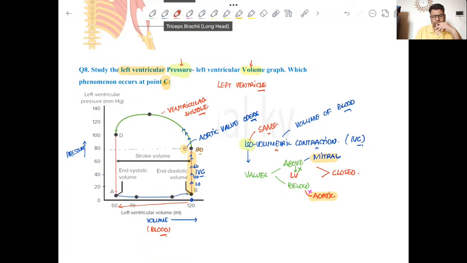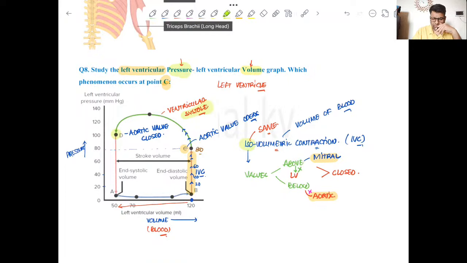Now when the blood has been pushed into the aorta, obviously the pressure in the aorta will be high and the pressure in the ventricle will be less. So what will happen? The aortic valve will close. So here this is aortic valve closed. Now the mitral valve is already closed. The aortic valve has now closed. So what will happen? The ventricle will again become a closed chamber. Now after systole, it will go into diastole.